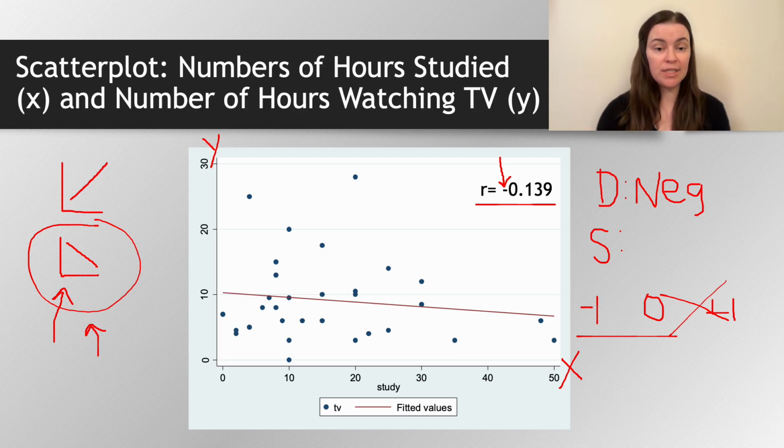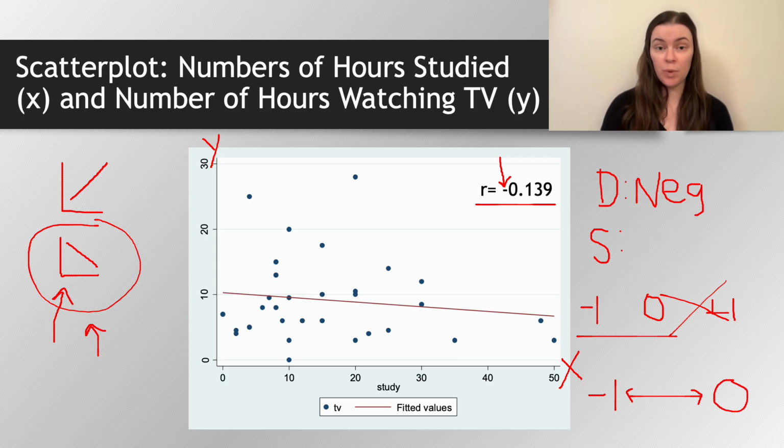But that's not what we see here, right? R does not equal exactly -1. It equals -0.139. So if we had a scale here, imagine -1 all the way to 0, where do we fall closer to in terms of this range? We're definitely falling closer to 0 than to -1.